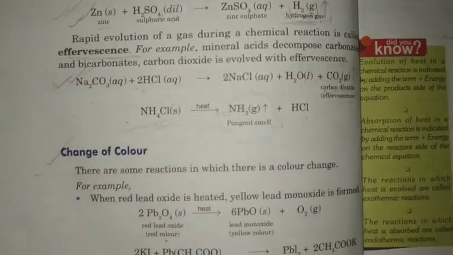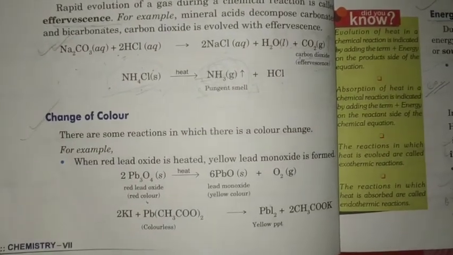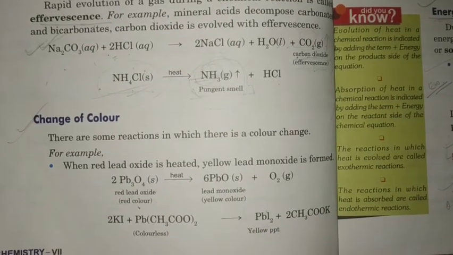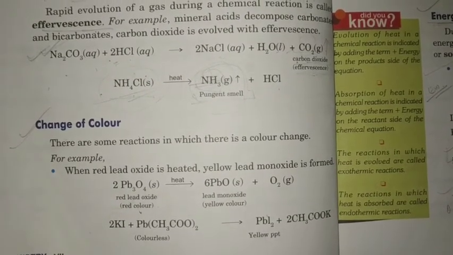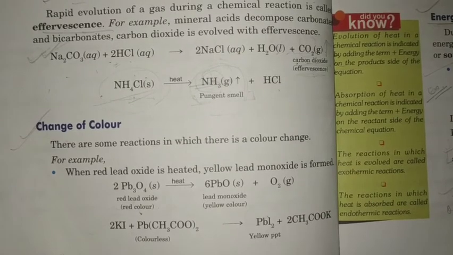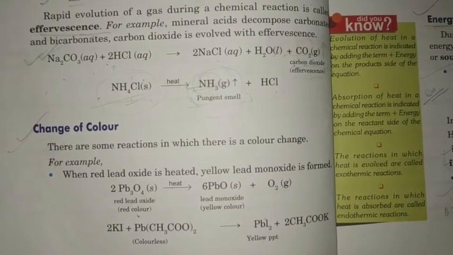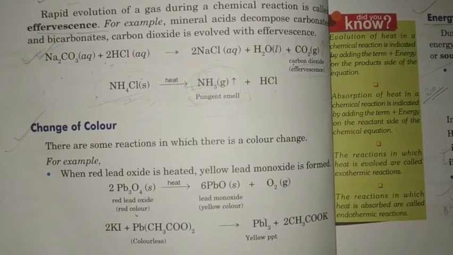The second characteristic is change of color. In this particular reaction, when you just heat this red lead oxide, which is red in color, it changes to yellow color. That is lead monoxide, and oxygen gas is released.